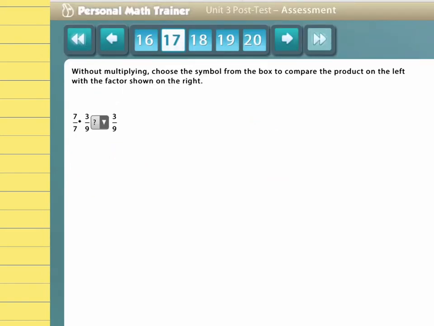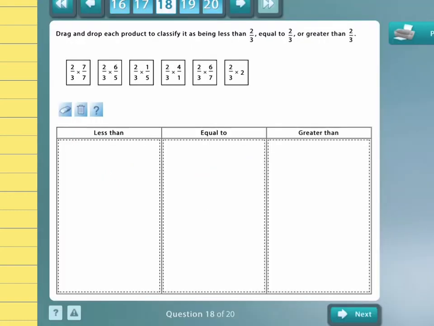Same problem, multiplying 7/7. So 7/7 is going to be equal to 1, and we know that multiplying any number by 1 gives you the same number, so your product is going to be equal to 3/9. Asking us to drag and drop, comparing products.